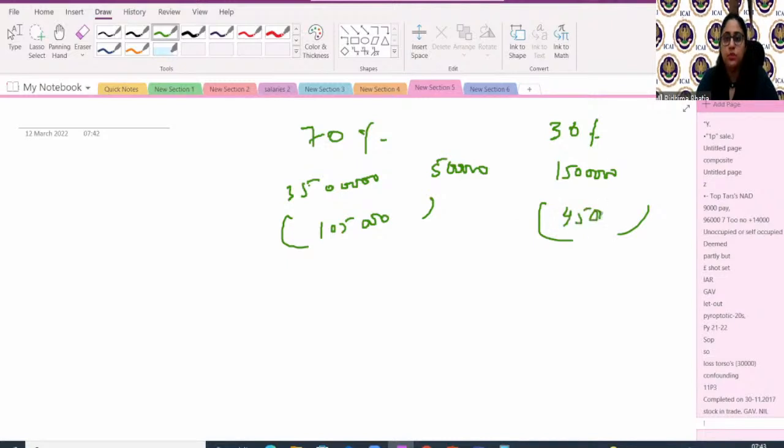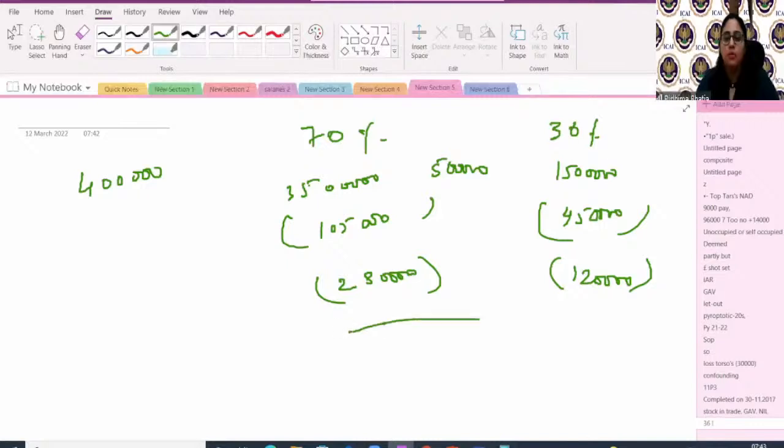Now, suppose the loan is going this way and the property is let out. The interest was 4 lakhs. So 70% would be allowed to him, which would be 280, and 30% would be allowed to me, which would be your 120. Okay? And both will calculate the reduction.